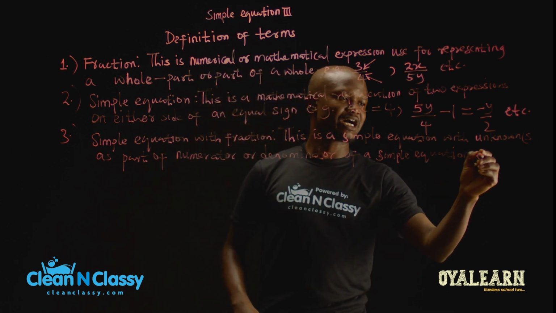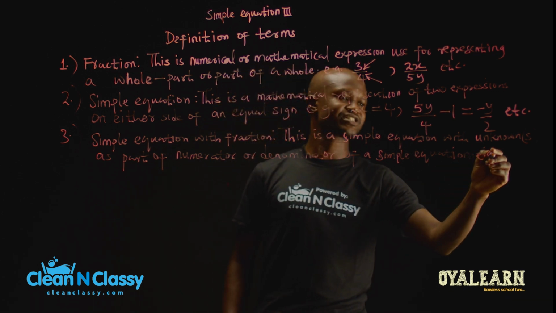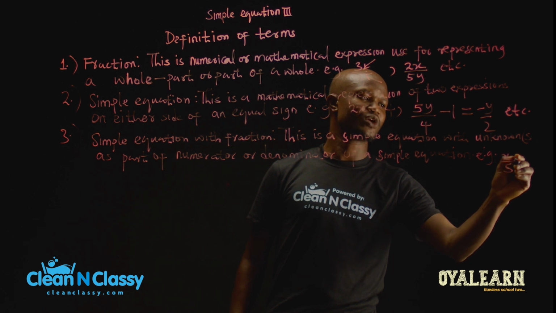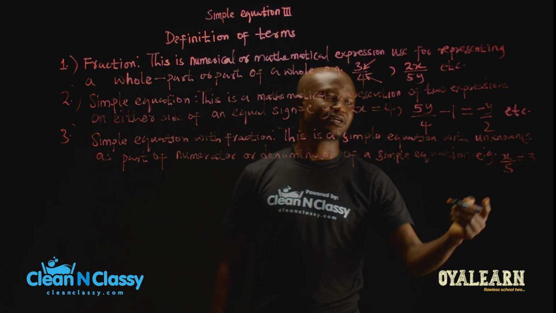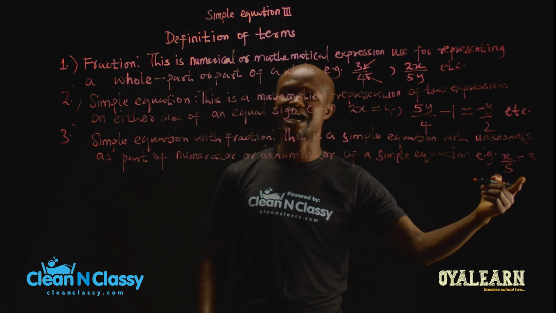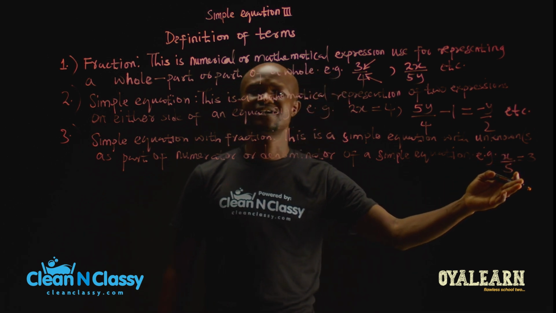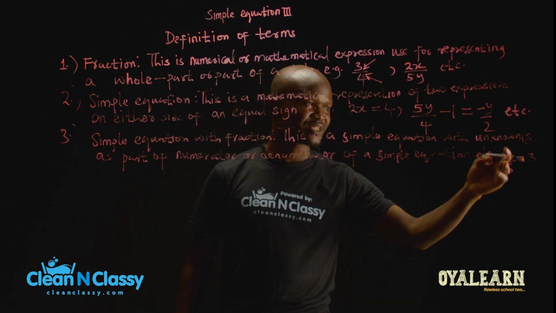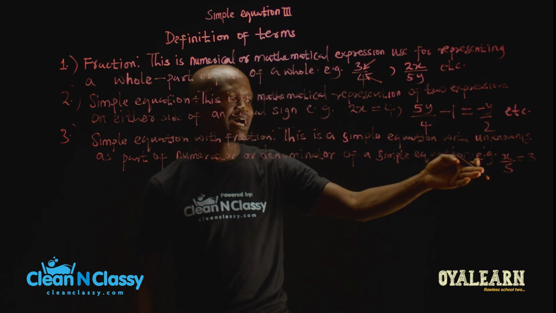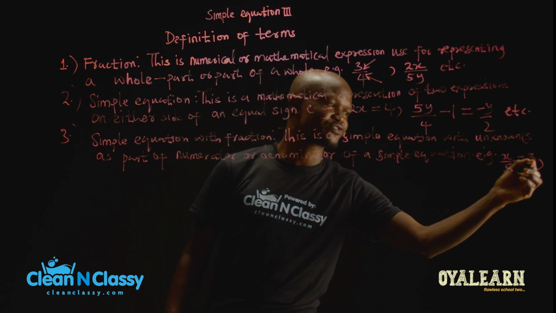For example, we can have x divided by 5 equals 3. This is a simple equation with fraction. Looking at the left-hand side, before the equality sign, x over 5 is an algebraic fraction. And x is at the numerator, which is the unknown. And we have 5 at the denominator. So this is a simple equation with fraction.